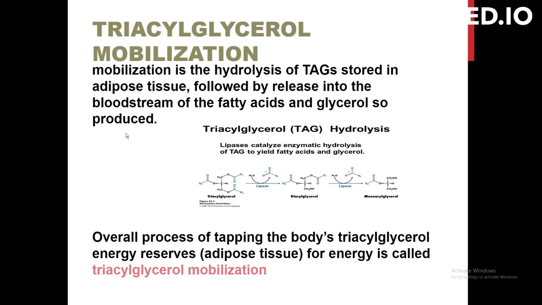Triglycerol mobilization. Mobilization is the hydrolysis of TAGs stored in adipose tissue, followed by the release into the bloodstream of the fatty acids and glycerol produced. You can see a picture here. Triglycerol, or TAG, hydrolysis: lipase catalyzes the enzymatic hydrolysis of TAGs to yield fatty acids and glycerol.